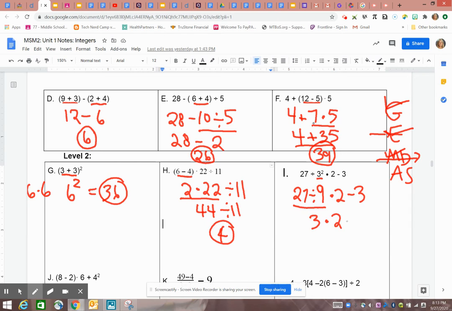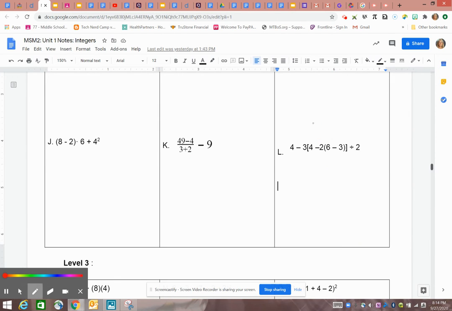3 times 2 minus 3 falls to the next level. Continue with my order of operation. I must do the multiplying next. 3 times 2 is 6, minus 3 is 3, my final answer. All right, and finishing off the last row of the level 2s.